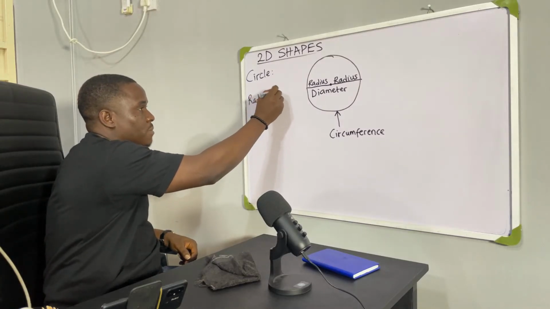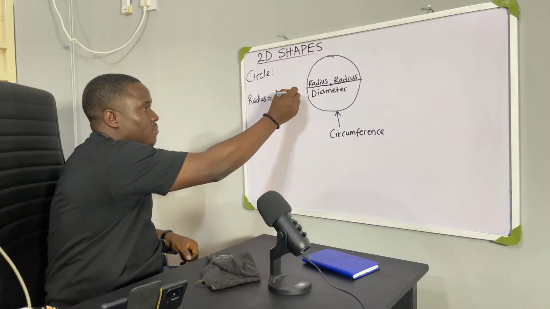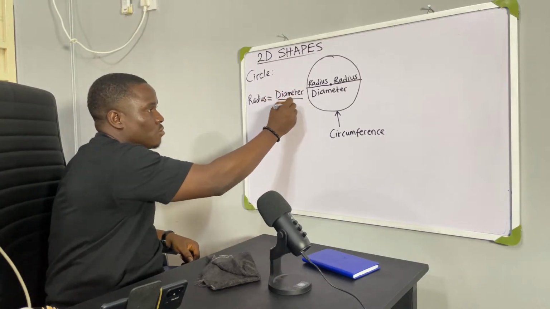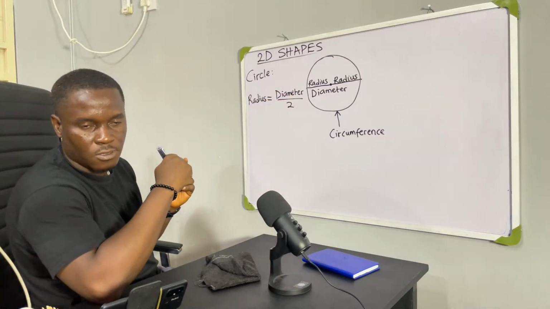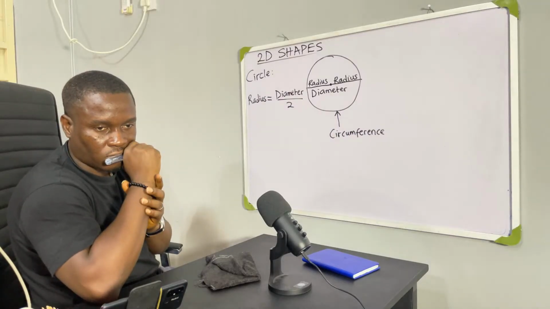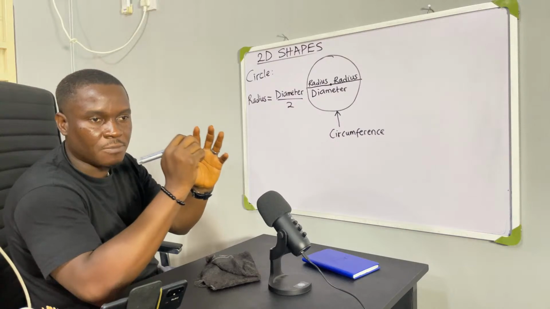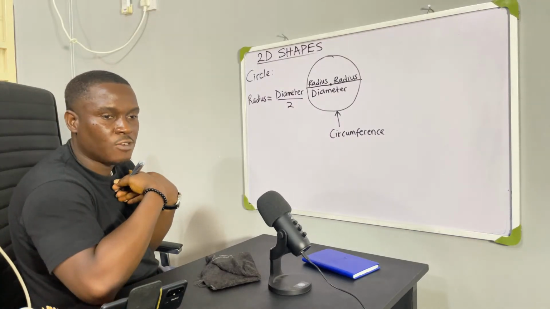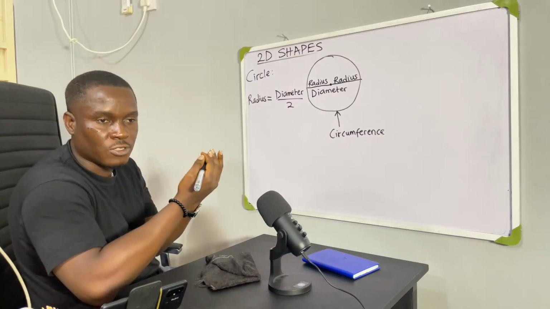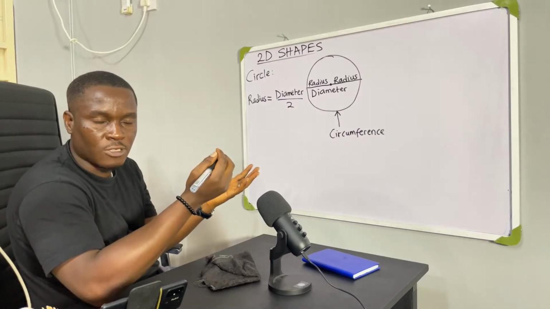We can also say a radius is equal to diameter divided by 2, right? A radius is diameter divided by 2. That means if I know the diameter, I can find the radius by dividing it by 2.